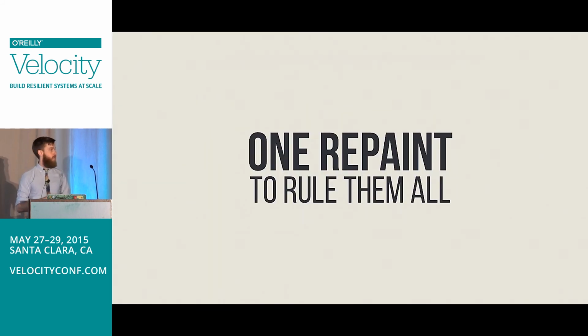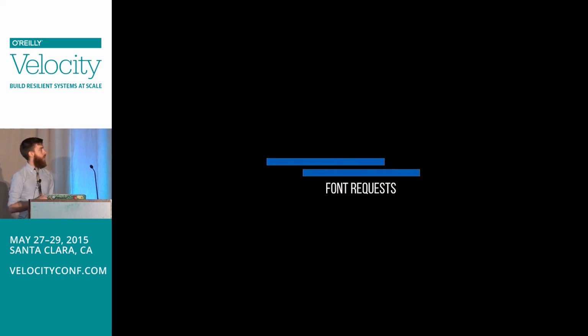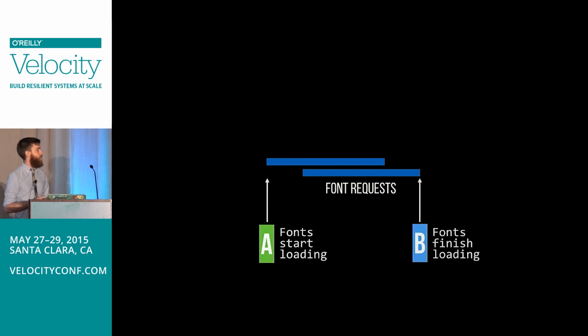So one thing you can do to work around this is combine your repaints. So just use a promise, pass in both here. So we have our 400 weight Raleway web font that comes in. We have our bold Raleway web font that comes in. And then when all of these load, that's when we apply the Raleway loaded class to repaint our page. So it starts loading, and we only repaint after both finish loading.